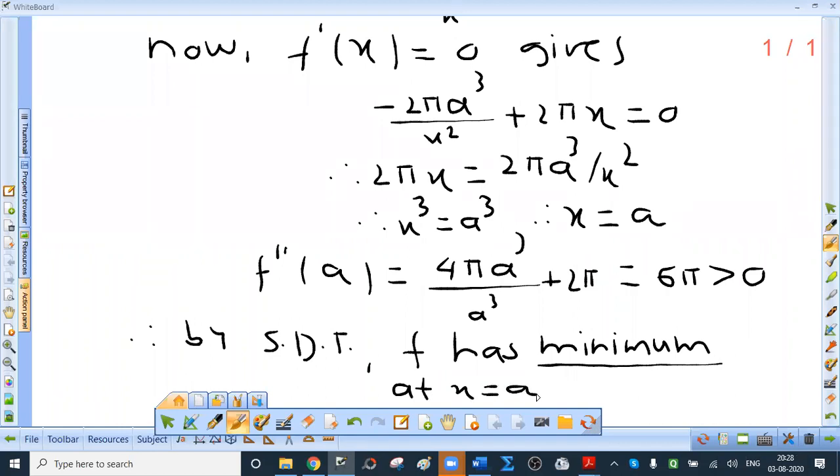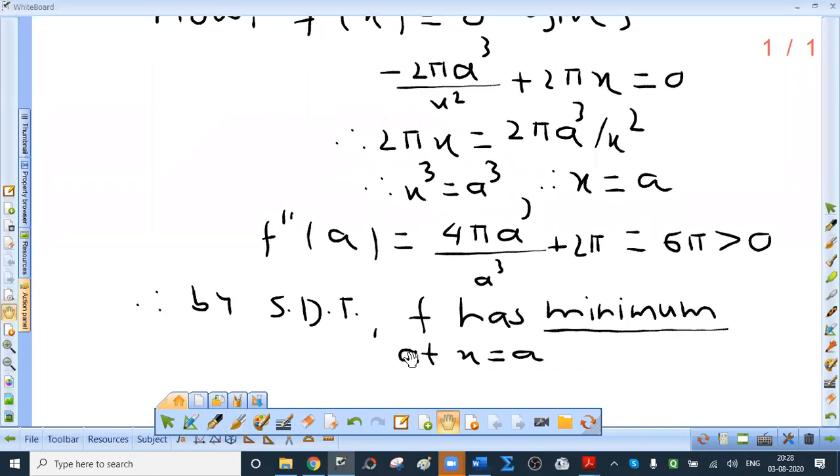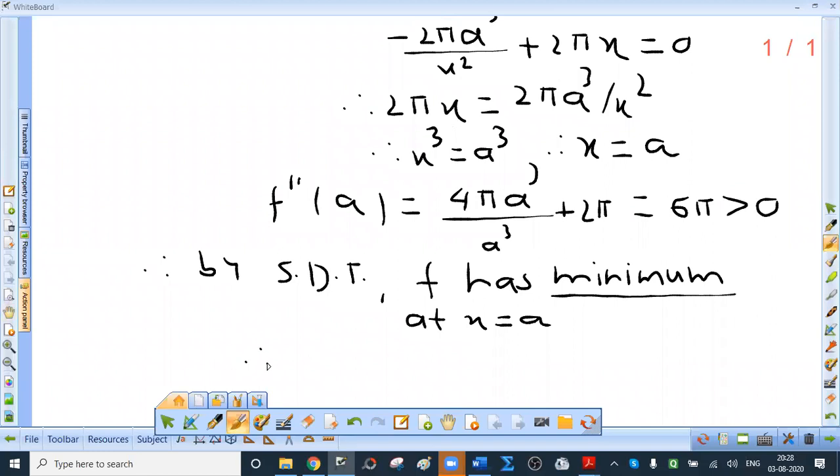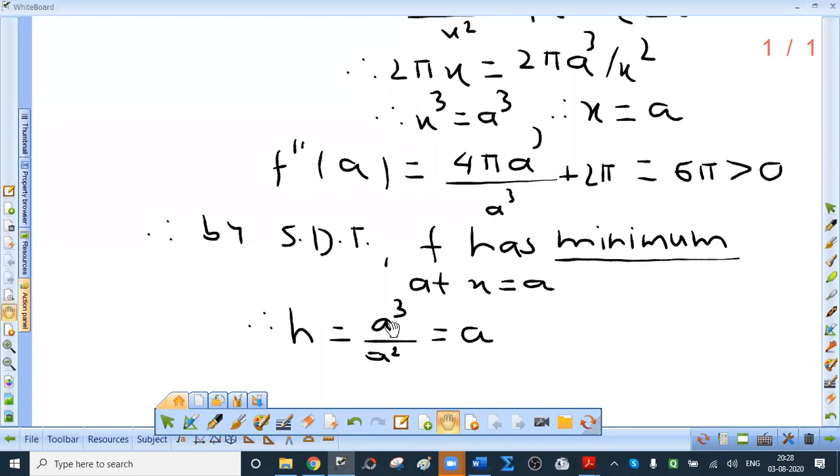Now, what is asked? We are asked, yes, so at this value, tell me what will be h for this base radius. Tell me what is h. H is nothing but a cube upon x square, which means a square, which is nothing but a again. So the conclusion is the quantity of metal sheet required will be minimum when radius is the same as height, which is a, or a centimeter in this case.